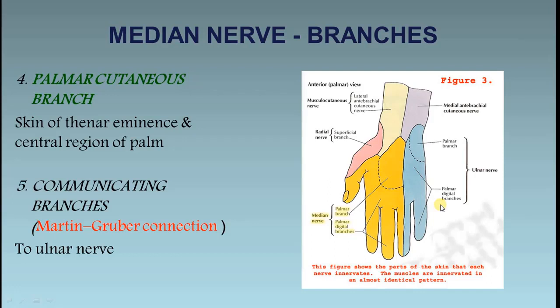Now apart from supplying the flexor muscles present in the forearm, it will give a palmar cutaneous branch which will supply the skin over the thenar eminence and the central region of the palm. Skin over the thenar, or ball of the thumb, and the central palmar region, that is the skin on the center of the palm. And sometimes it may communicate with the ulnar nerve, and that is called the Martin-Gruber connection.